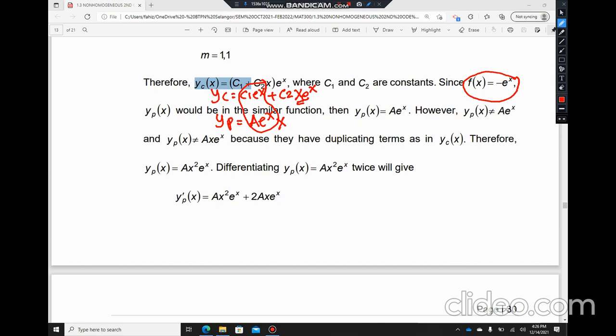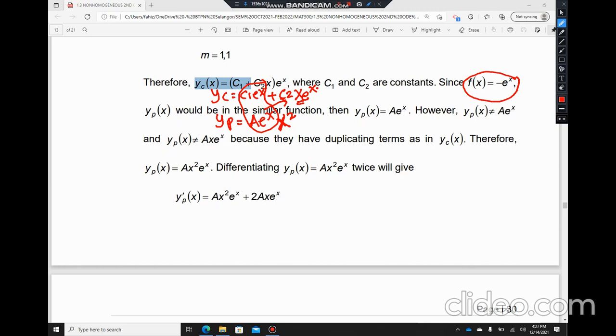Nampak tak? Kita kena darab dengan function X, tapi kat sini ada problem lagi. Sebab bila awak darab dengan X, awak akan dapat pula yang second term. AEXX, dia akan sama juga dengan C2XEX. So dia still lagi ada duplication. Bila awak buat YP kat sini, first ada duplication dekat first term, which is C1EX, dia sama dengan AEX. And then kita kata kita kena darab dengan X. Bila darab, still lagi sama dalam second term. Okay, so bila sama, kena jadikan dia X kuasa 2. Maknanya kita darab X, darab lagi sekali X. So it means that kita darab dengan X kuasa 2.